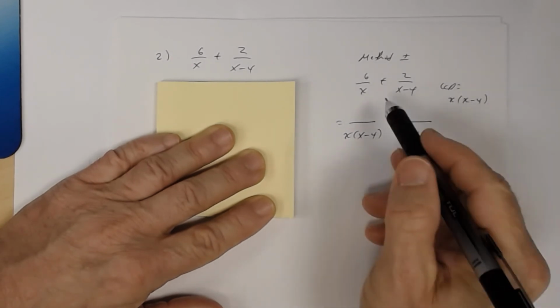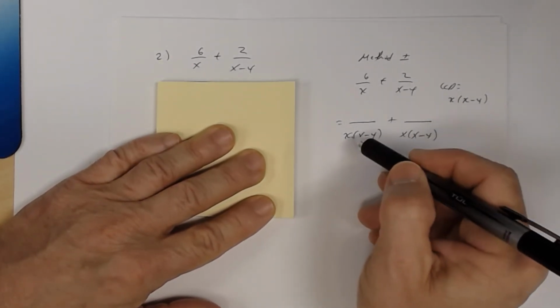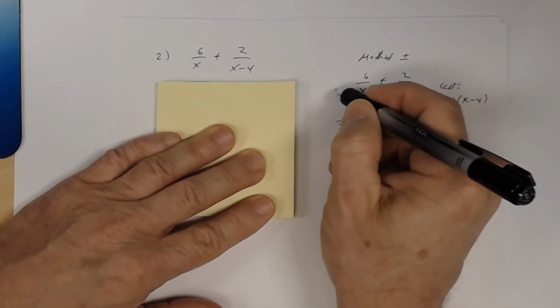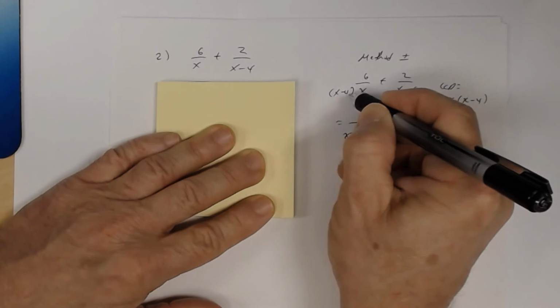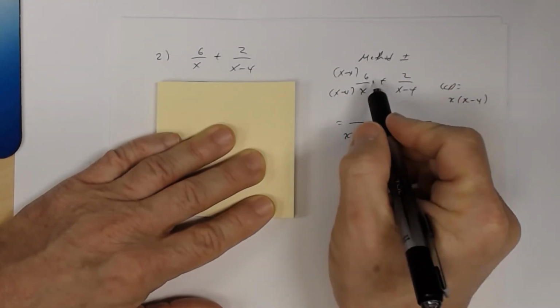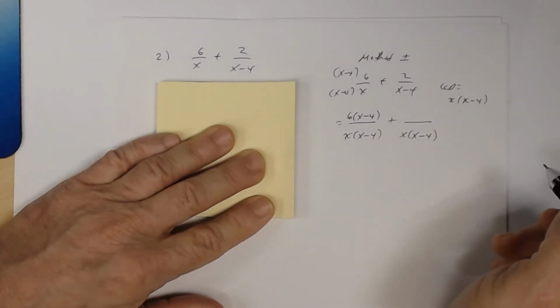All right. Now we're going to write equivalent fractions. So I have an x. I want x times x minus 4. So I'm missing the x minus 4. So I'm going to multiply this by x minus 4. What I do to the denominator, I do to the numerator. So my numerator is going to be 6 times x minus 4. And just go ahead and write it like this for right now.